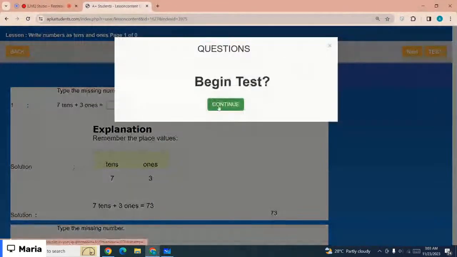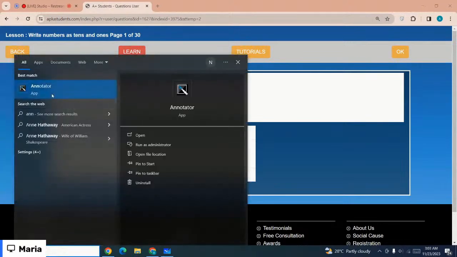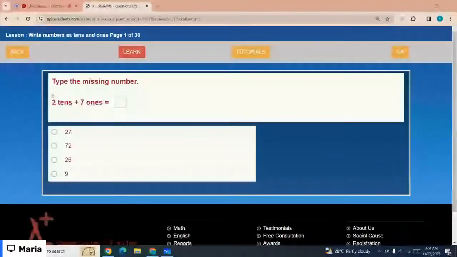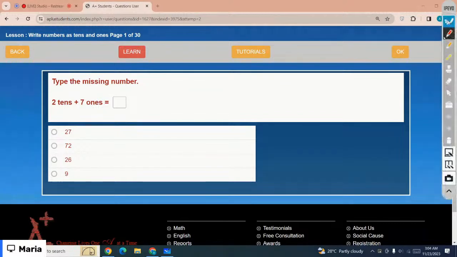Whenever you see the words ones and tens, it tells you the position of the digits, right? Type the missing number: two tens and seven ones. Which number do they make together? Yes, together they make 27. Seven ones means 7 is the digit at the ones position and 2 is the digit at the tens position, right?